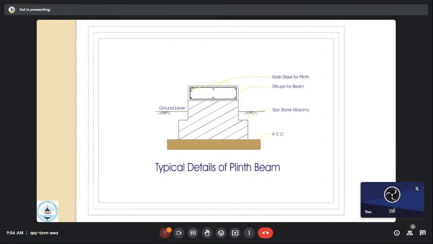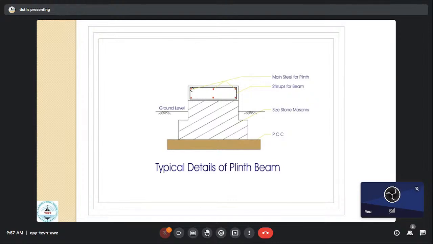In olden days, this plinth beam was totally ignored. Now, slowly, everybody is going for this plinth beam. Plinth beam is acting as two important requirements of a construction. First thing, a firm base for the superstructure to start. Okay, a firm base for the superstructure.